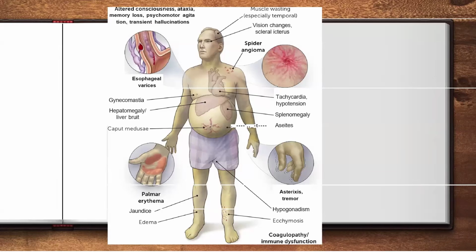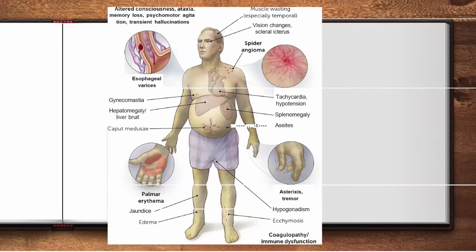Have a look over here. So altered, these are the symptoms. We all know all the stigmata symptoms. So caput medusae, hepatomegaly initially, and then cirrhosis, tachycardia, splenomegaly, ascites, scrotal edema, hypogonadism, ecchymosis, pedal edema, jaundice, palmar erythema, spider nevi or angiomas, esophageal varices, rectal varices can also happen, altered consciousness, jaundice, muscle wasting, transient hallucination, parotid swelling because of chronic alcoholism, and then gynecomastia.